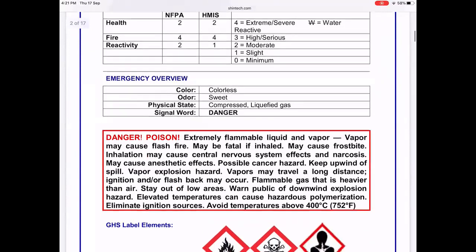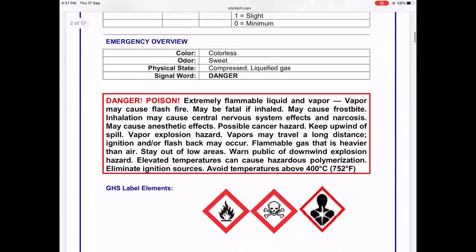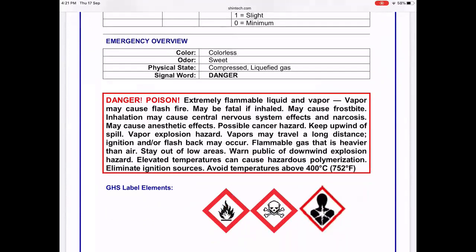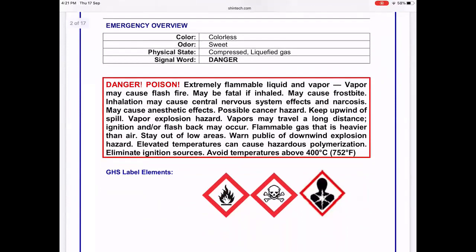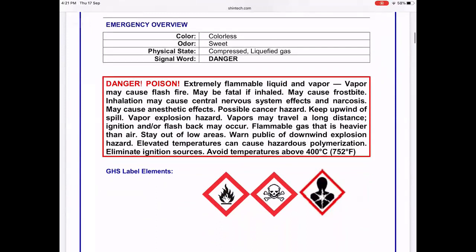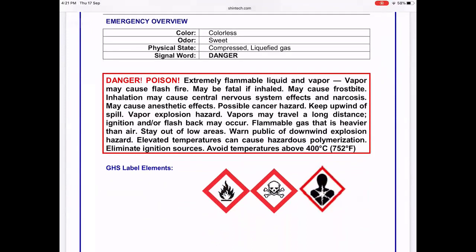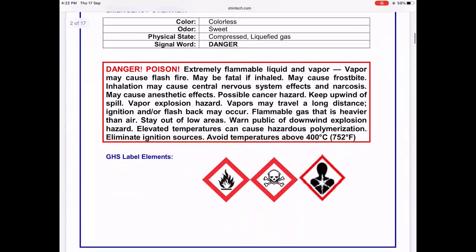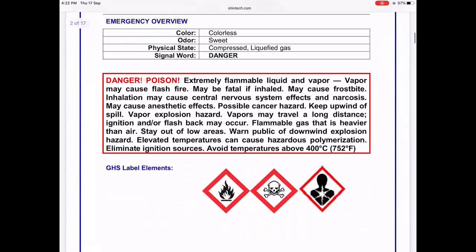Okay, so you can see over here they even list out: danger, poison, extremely flammable, and the vapor itself may cause flash fire and may be fatal if inhaled. Okay, may cause frostbite. Those are the things you can see. So these are the information that we want to get from the SDS.